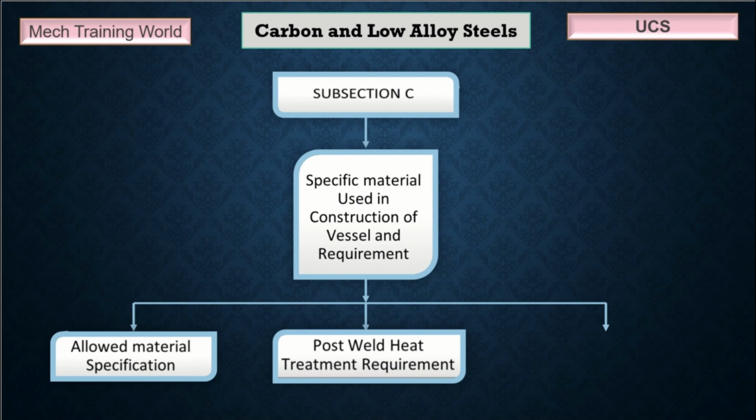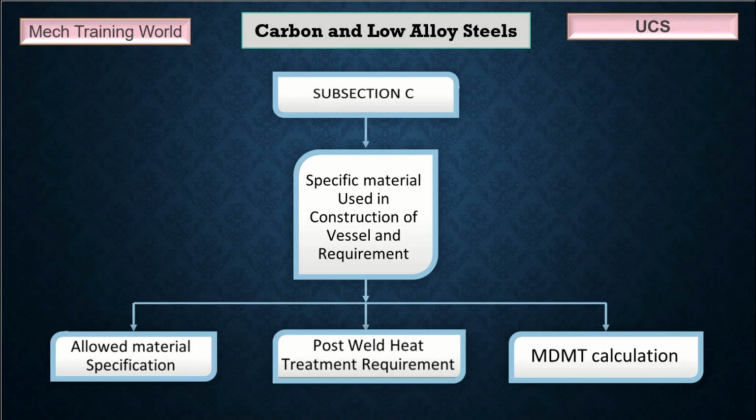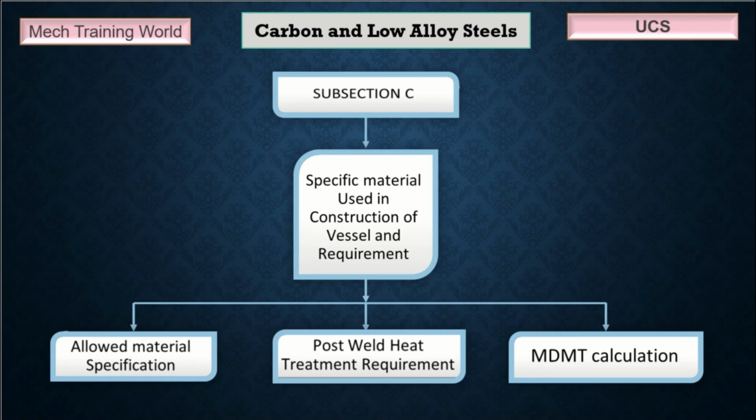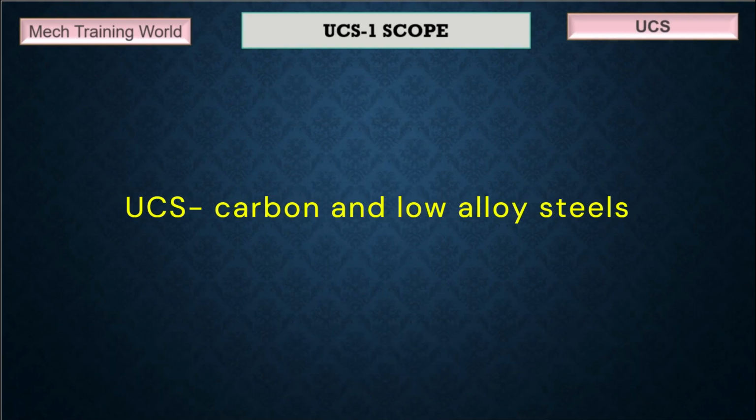And apart from this, another important aspect covered in subsection C is MDMT calculations, minimum design metal temperature. It is crucial in addressing many problems associated with low temperatures. While there are many other aspects covered in subsection C, these three are the most important we need to refer to in subsection C. I hope now you understand what are the additional requirements given in the ASME BPVC section 8 division 1 code subsection C. So let's see the first part, UCS, that is about carbon steels and low alloy steels.